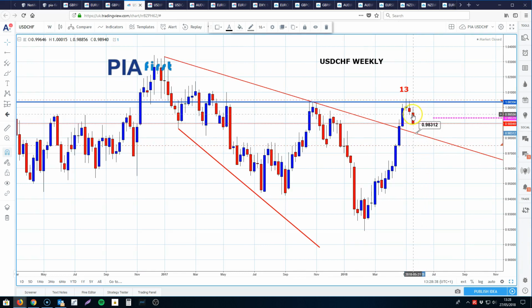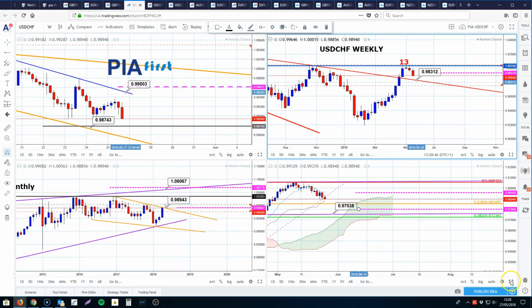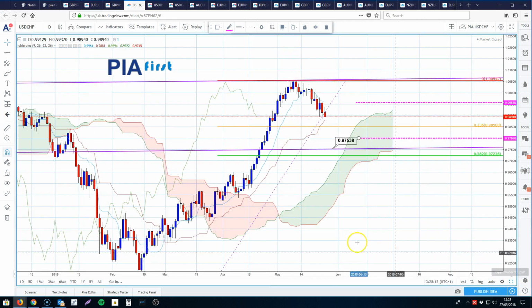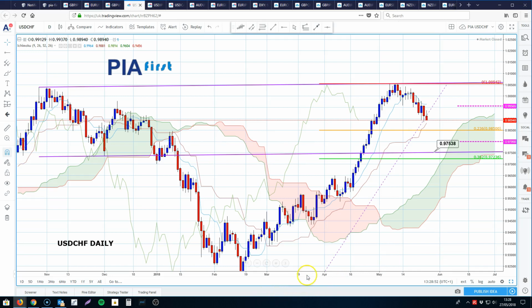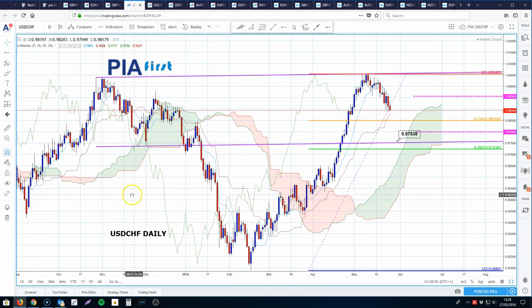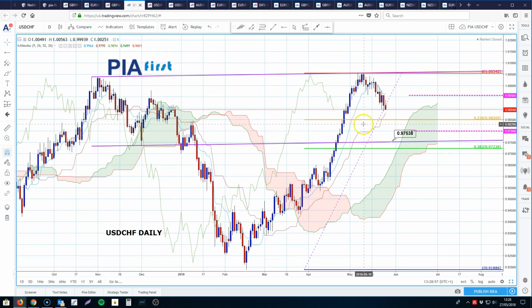If we break down to a weekly chart, we can see a 13 count also here that has held. We've got reverse trendline support coming in at 98.32, and the reason we've highlighted that is because if we then go to the daily chart, we've got potential for a reverse head and shoulders. So 98.32 is here. We've got bespoke support at 98, the figure, and then we've got trendline support at 97.53, which is also close to a 38.2% pullback level.